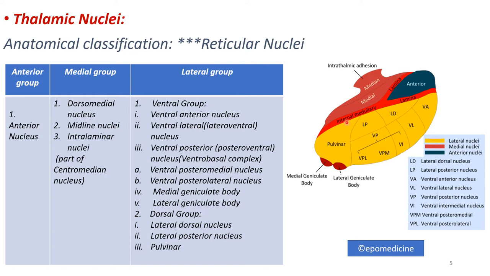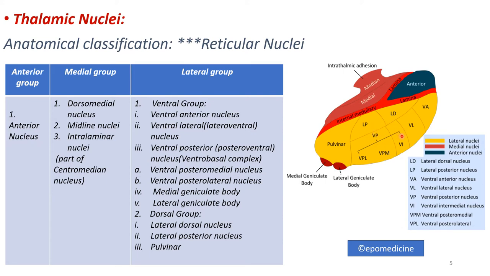Then this internal medullary lamina is not only made of fibers, but it has certain interspersed groups of scattered nuclei also, and these nuclei are known as intralaminar nuclei. You can remember it because they are present in the lamina, so they are called intralaminar nuclei. One of the important nuclei of the intralaminar group, and the largest one, is the centromedian nucleus. Then we have the lateral group.